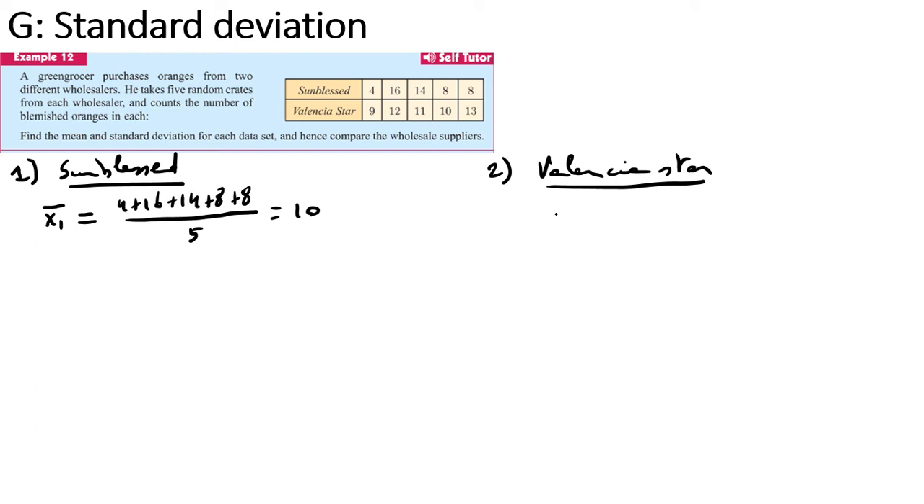And you do exactly the same for Valencia Star, so let's call it x2. So 9 plus 12 plus 11 plus 10 plus 13, and we divide that by the number of values that we have in the dataset, so divided by 5, which gives us 11. So we see here a 10 and here an 11, so we can say that the Sunblest oranges generally have less blemishes.